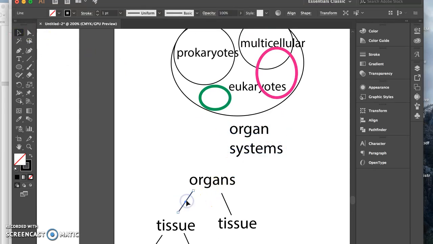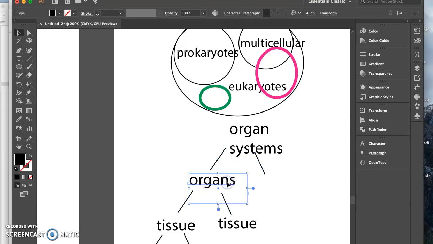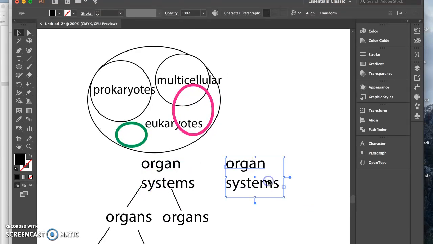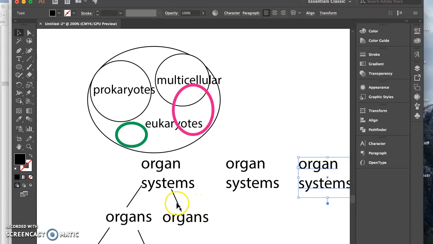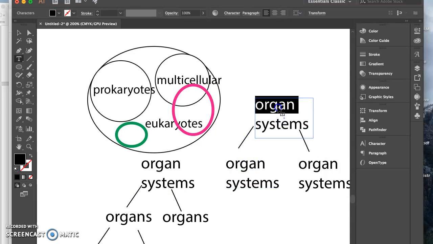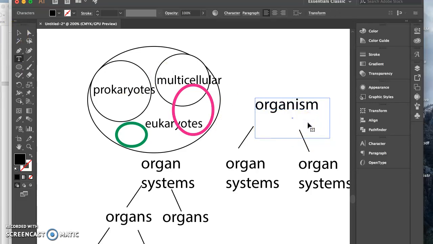So again, the heart, the blood vessels, all those kinds of things make up the organ system. And then finally, you get a bunch of organ systems, and they form you, which is the organism. All right, let's resize that box so you can see it. There we go. So that's sometimes called the hierarchy of life.